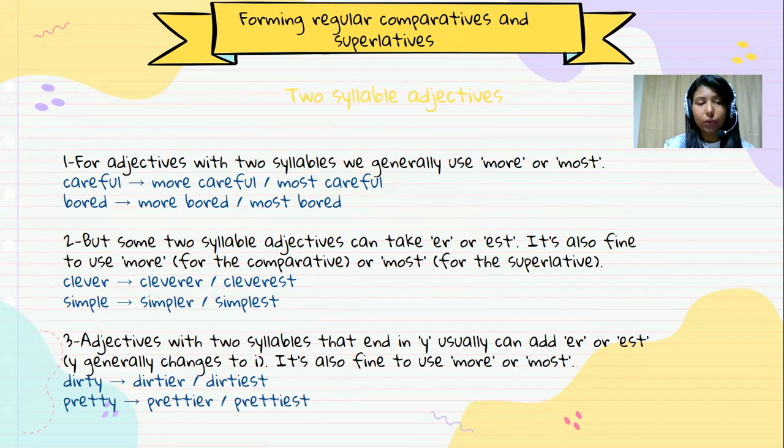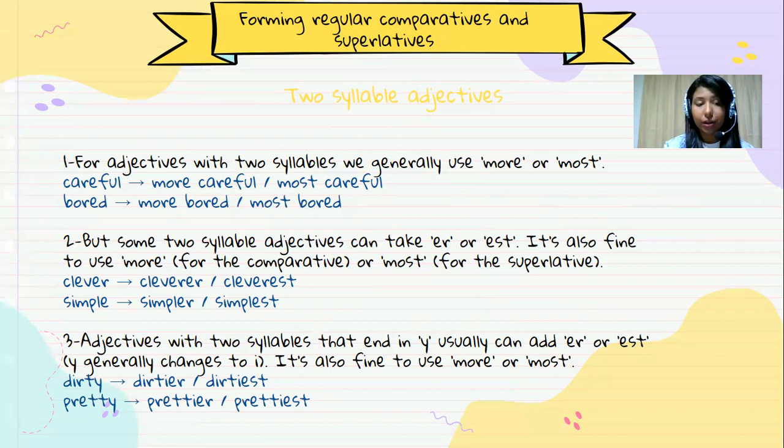Then we have the second rule, which says that some two-syllable adjectives can take -er or -est. It's also fine to use more for the comparative or most for the superlative, okay? For example, clever, we can use cleverer, or the superlative form, cleverest, okay?